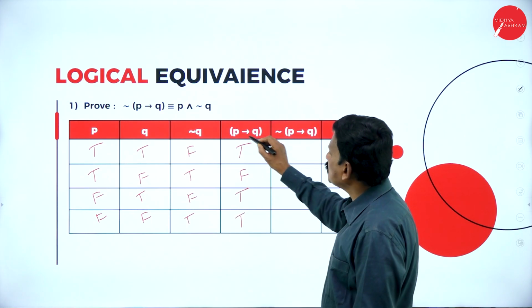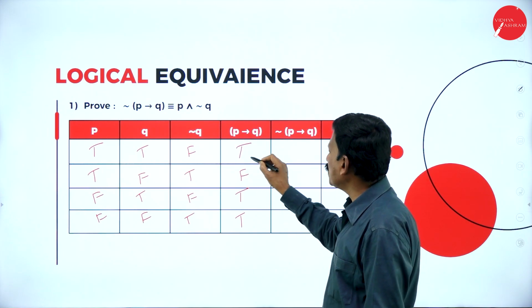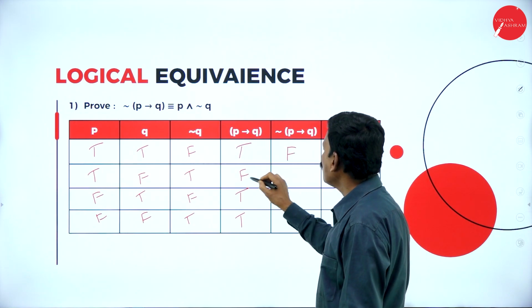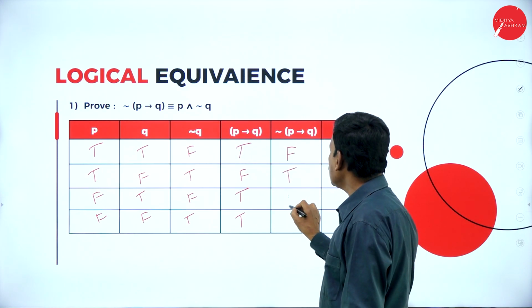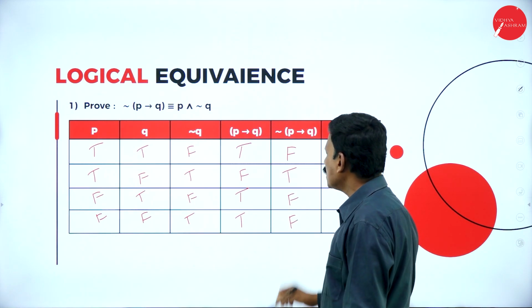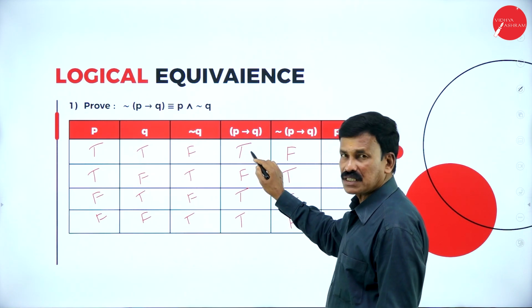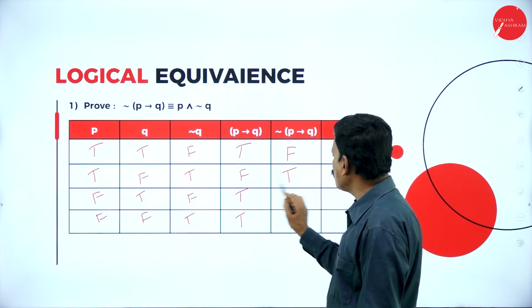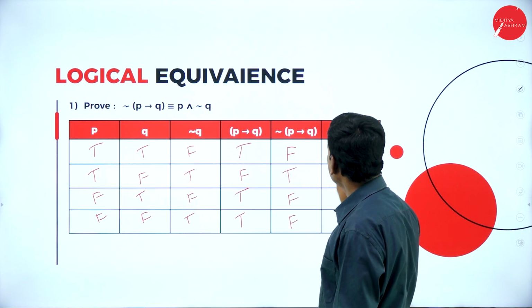Right. Next, the negation of this, P conditional to Q. Negation: for T it is F, for F it is T, for T it is F, for T it is F. So, negation of true is false, negation of false is true, and true is false. Now, the second part.